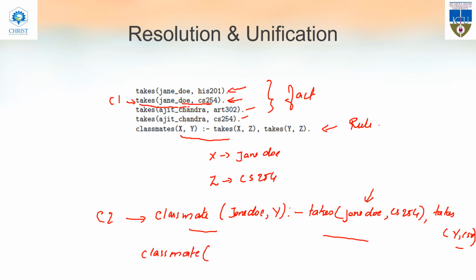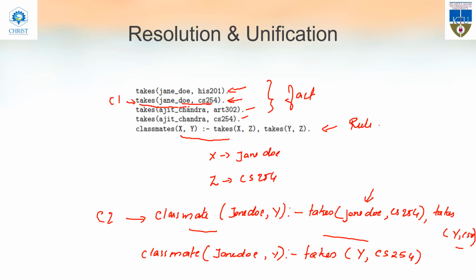So C2 will change to classmate(j into O, y) equals takes(y, CS254). You have replaced this term with the body of C1, which is null. This is called resolution. We have applied the rule and resolved this classmate(j into O, y) into a smaller one. Now next is unification.